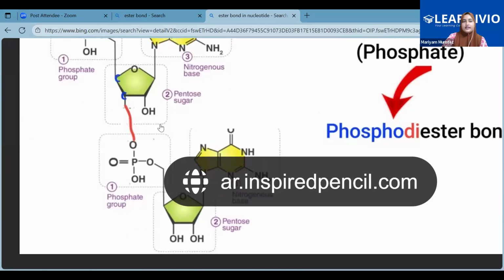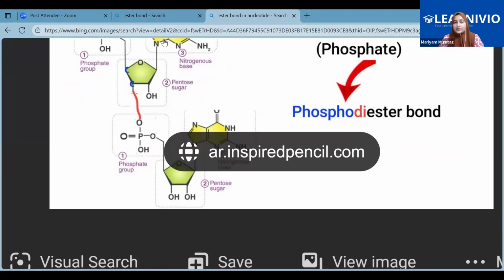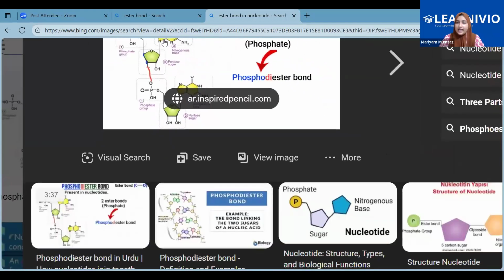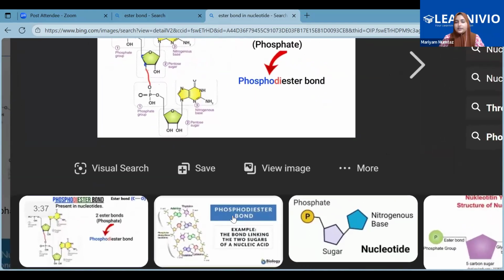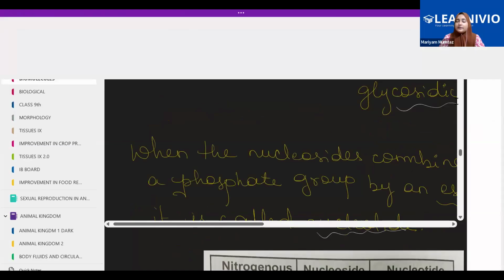See, right here, the bond between the pentose sugar, which is connected as a nucleoside. So the bond that will be formed between the nucleoside and the phosphate group will be your ester bond. Clear? And just like that, when several nucleotides or two nucleotides are joined together, the bond that will be there will be phosphodiester bond. Clear?